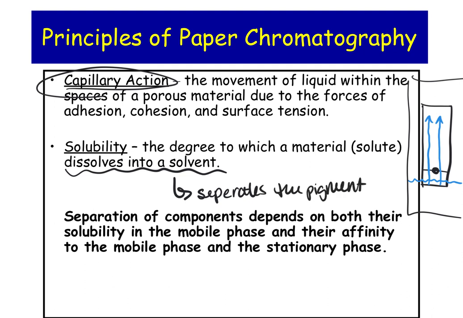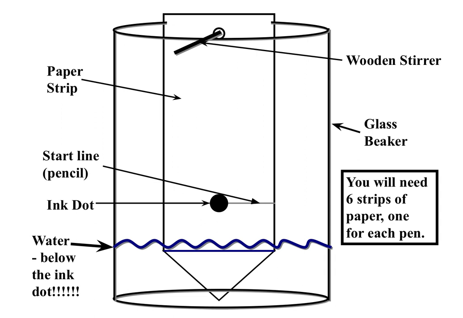So what ends up happening is if I have a mixture of 3 different pigments that form black ink, as that water travels through the paper, that ink will separate into those 3 different pigments and actually show up on the paper as 3 distinct blobs. So it'll be actually quite colorful. So here's a traditional setup of what you would see with a chromatography setup.